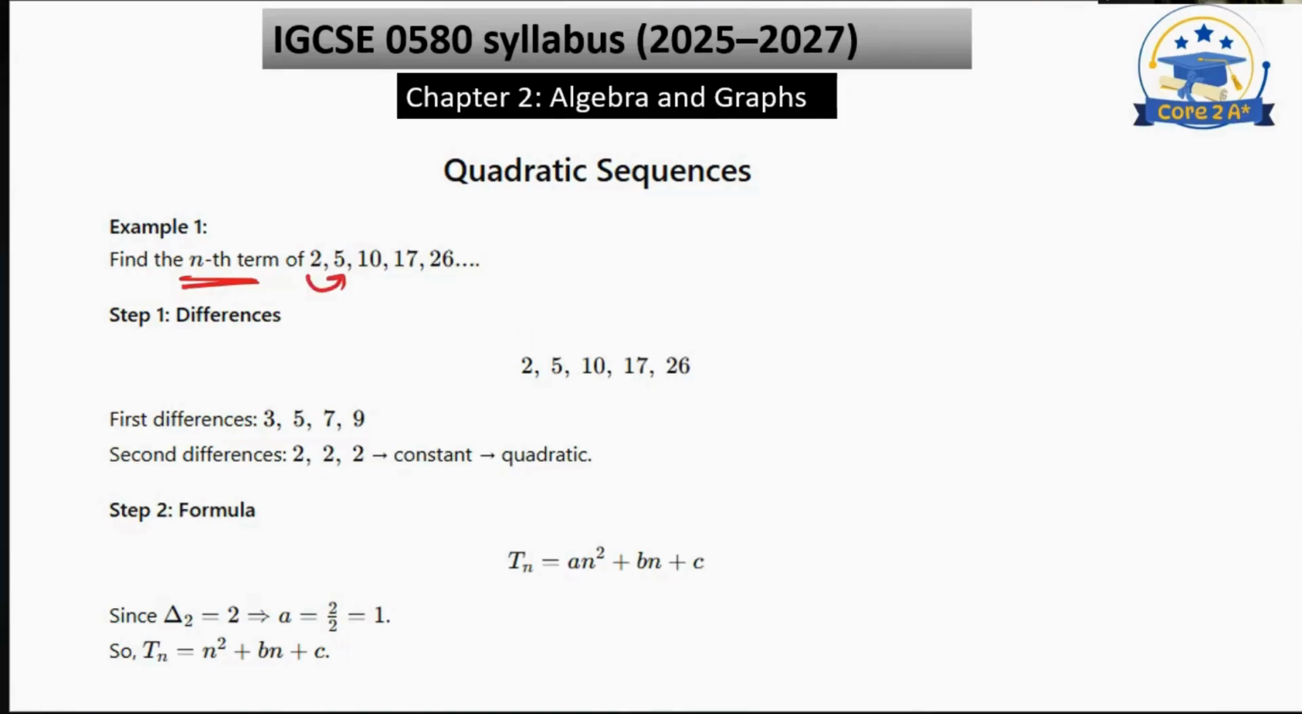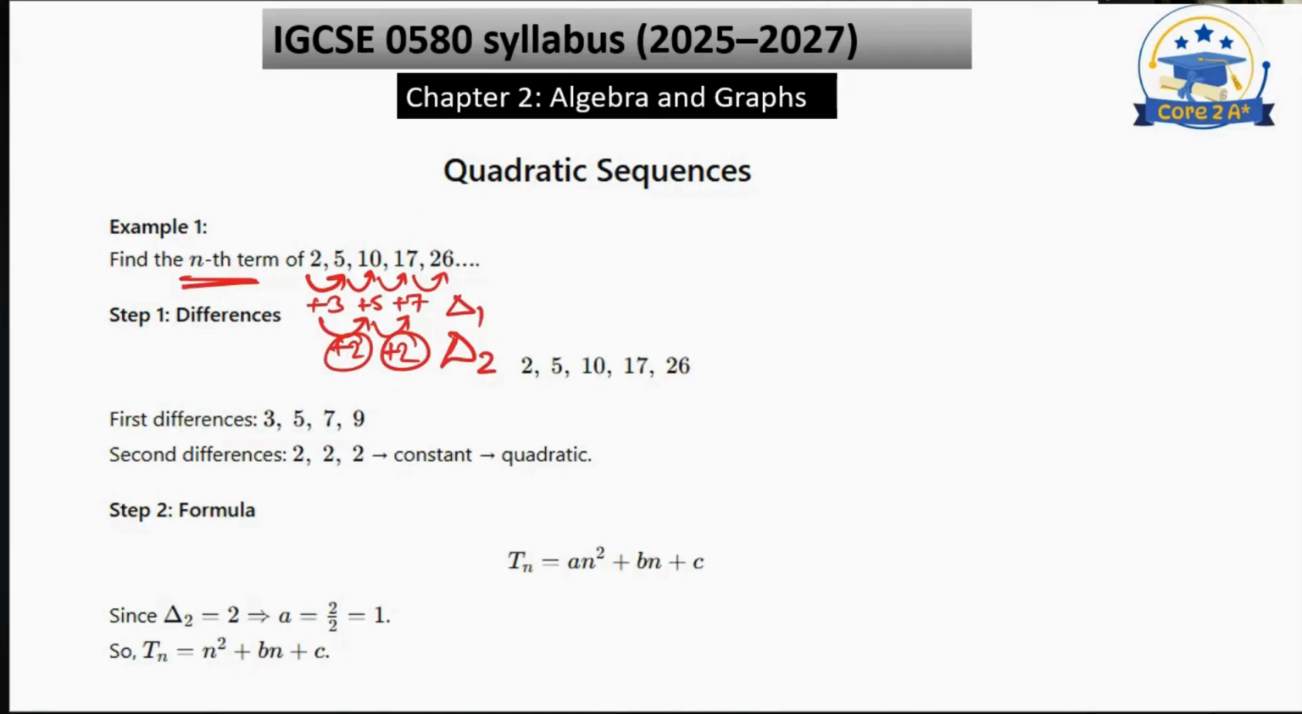The first difference is plus 3, plus 5, plus 7, like that. Then the second difference is plus 2, plus 2. We are getting a constant term; constant means the same term. So this is called the second difference and we denote it by delta 2, and this is delta 1. The first difference is delta 1 and the second difference is delta 2.